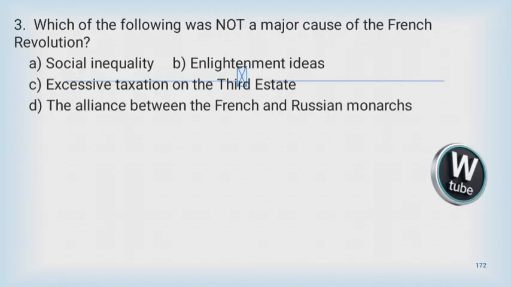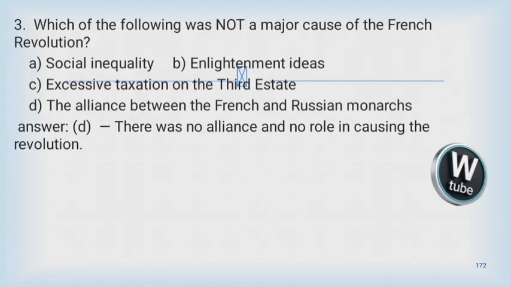Excellent. The social inequality, the Enlightenment ideas, and the excessive taxation on the third estate are the major causes of the French Revolution. But there was no alliance between the French and the Russian monarchies, and no role in causing the revolution. As a result, D is not the major cause of the French Revolution.